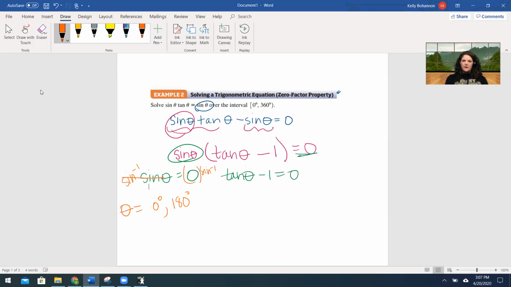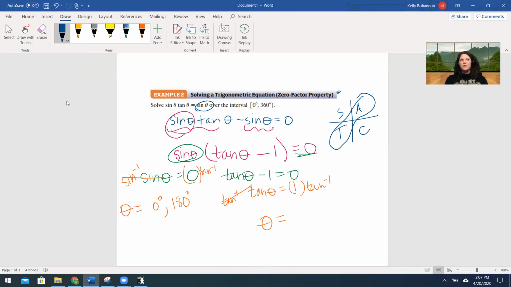Then let's see. On tangent, I need to move the 1 to the other side. So I got tangent theta equals 1. And then I arc tangent. And that means theta equals, where does tangent equal positive 1? So in this case, again, I can think back to my all students take calculus. I'm looking for the places where tangent is positive. Tangent is positive in quadrant 1 and quadrant 3. So I know that's where my answers have to be.